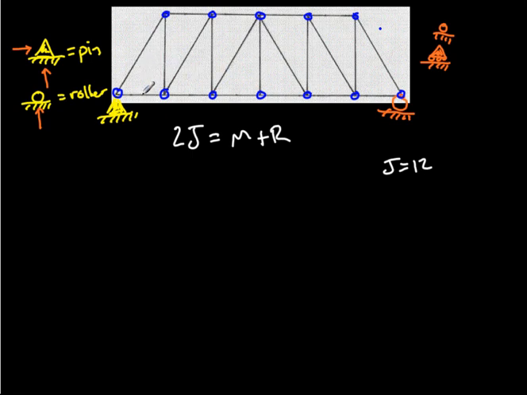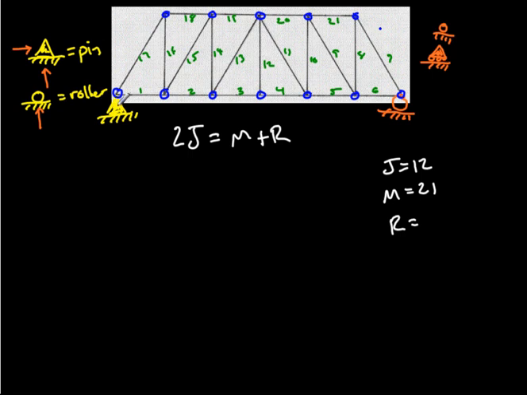Let's count the number of members. A member is just a straight line. So we're going to go 1, 2, maybe I'll just write it on here for you. 1, 2, 3, 4, 5, 6, 7, 8, 9, 10, 11, 12, 13, 14, 15, 16, 17, 18, 19, 20, and 21. So the number of members is 21.